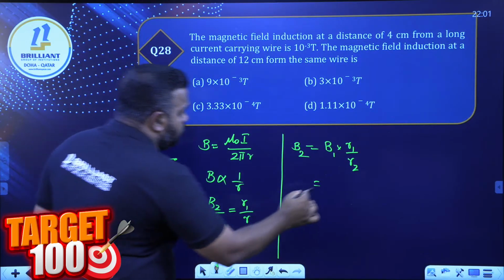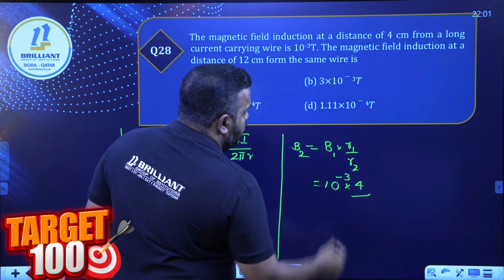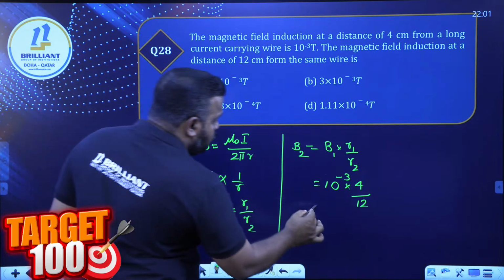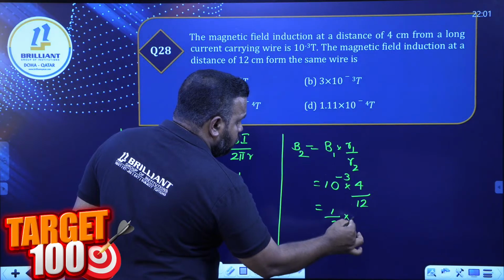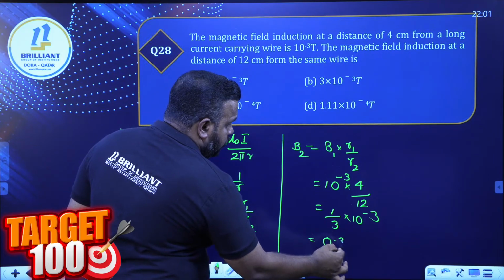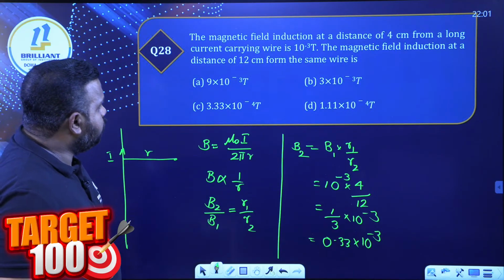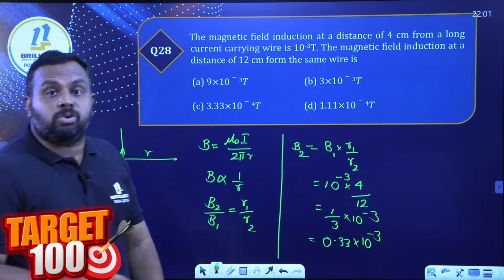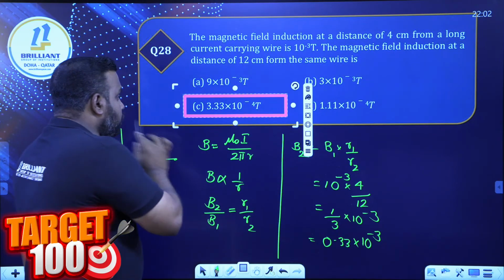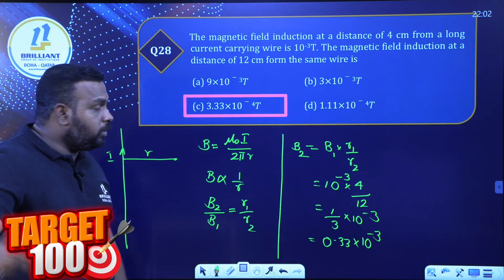What is B1? B1 is 10 raised to minus 3. R1, initial distance 4, by R2, so 4 by 12. 4 by 12 means 1 by 3. 1 by 3 into 10 to the power minus 3. 1 by 3 is 0.33 into 10 raised to minus 3. Check the options. 0.33 is not there, but 3.33 into 10 raised to minus 4 is there. So that is our right answer, Option C. Most of you commented it correctly. Very good.